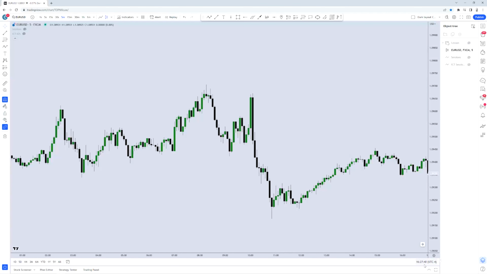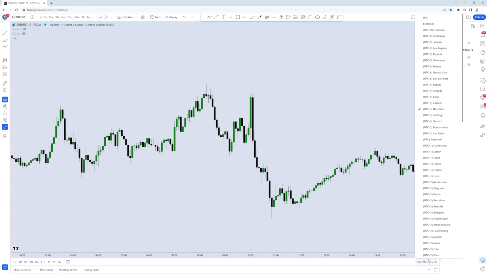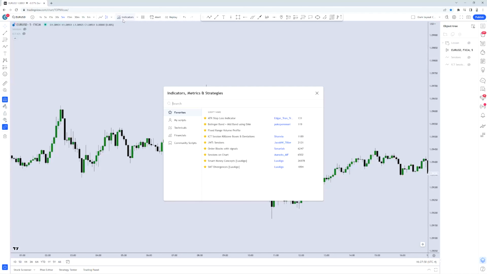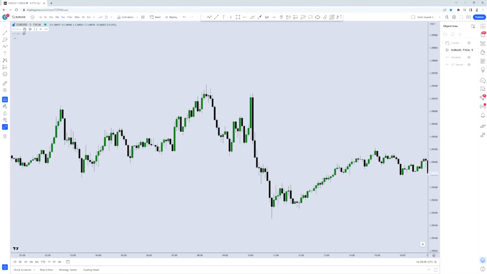Once again, go to the time zone right here, click on it on the TradingView platform and choose UTC-4 New York. Once you have done that, then go to indicators and then I want you to add this indicator, which is sessions on chart by AUROX_AIF.